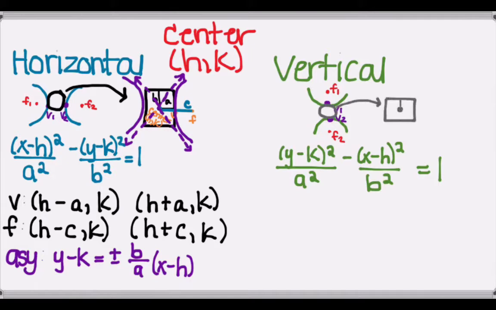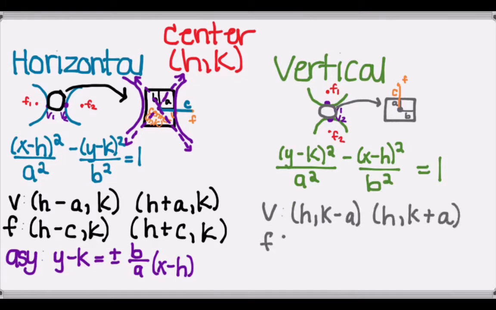If we look at the center of the vertical hyperbola, notice that the a and b values switch. a is now the distance from the center up. In this case, it's to the vertex, since for a vertical hyperbola, the vertices are located above and below the center. So that's the value of a, and b is the distance from the center over to the right and left. The formulas for the vertices are (h, k minus a) and (h, k plus a).